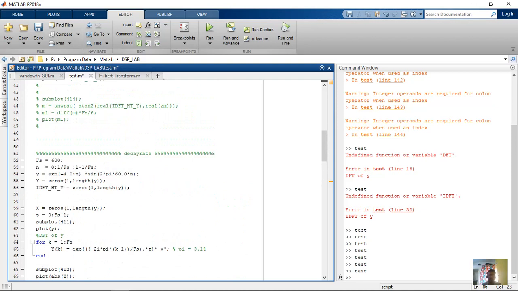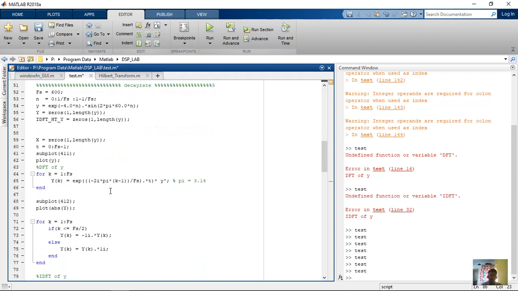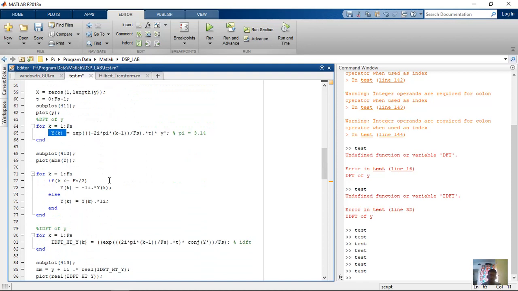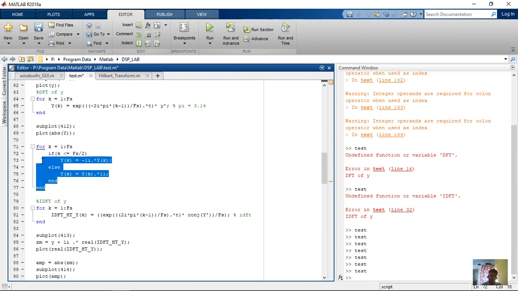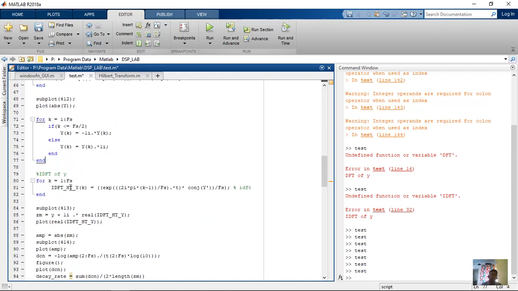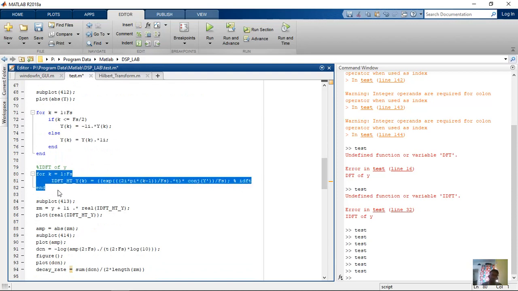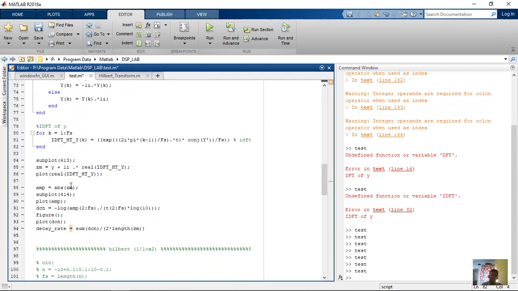The input signal we are taking is e power minus alpha n into some sine components. So it's a normal sine wave having a decay rate of 4. We need to get this particular 4 value from the equation. So how do we do it? It's again the same method. We'll be finding the frequency domain representation, finding the Hilbert transform and multiplying the frequency domains, and then we'll be calculating the IDFT of the frequency domain. Then we'll be plotting the analytical signal.